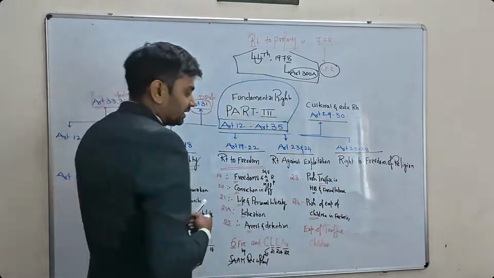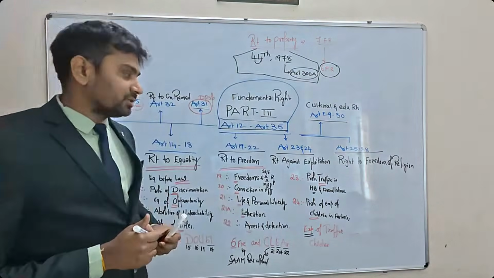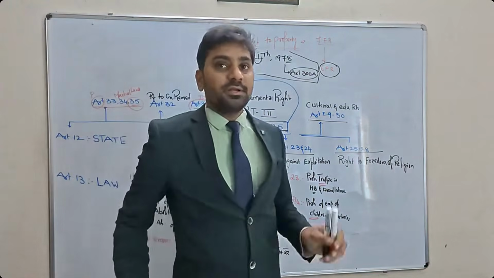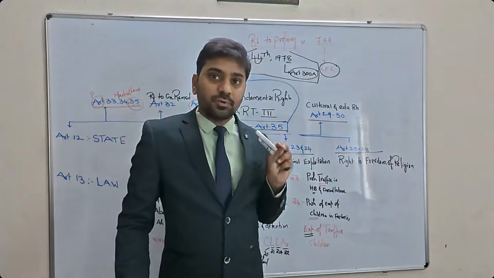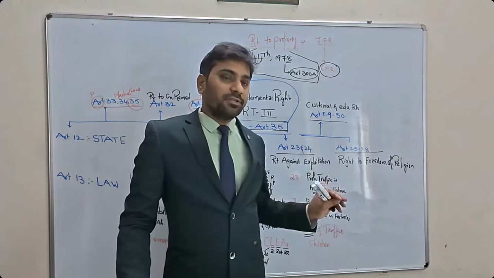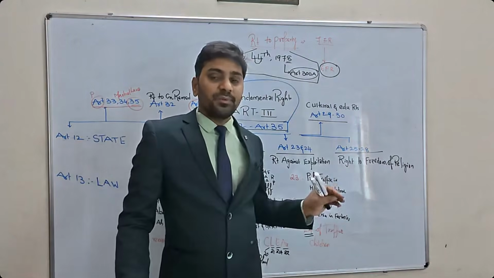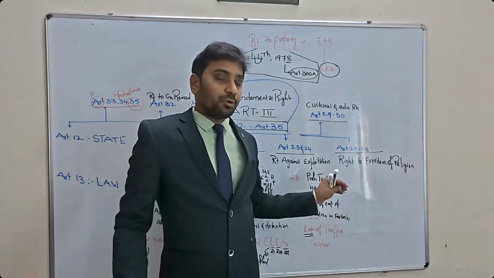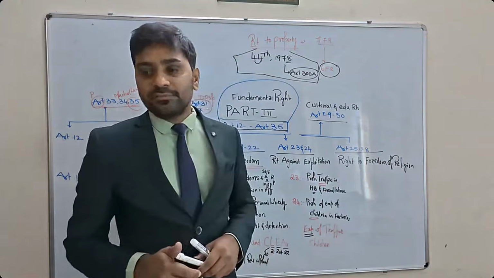Exploitation means the right against exploitation. Many times it is asked, which among the following are rights against exploitation? 23 is traffic, 24 is children. Exploitation of traffic children: 23, 24. Traffic is the right of prohibition of traffic in human beings and forced labor. 24 is prohibition of employment of children in factories.